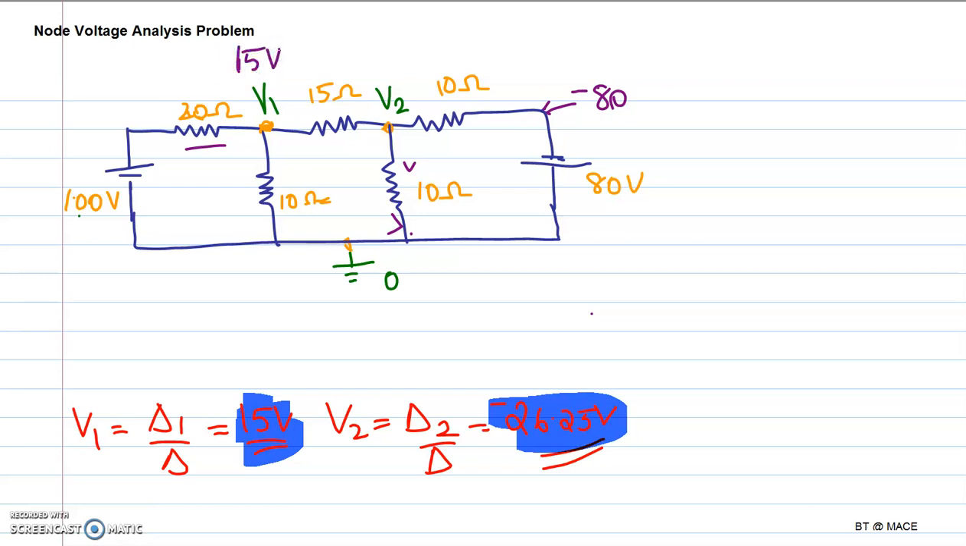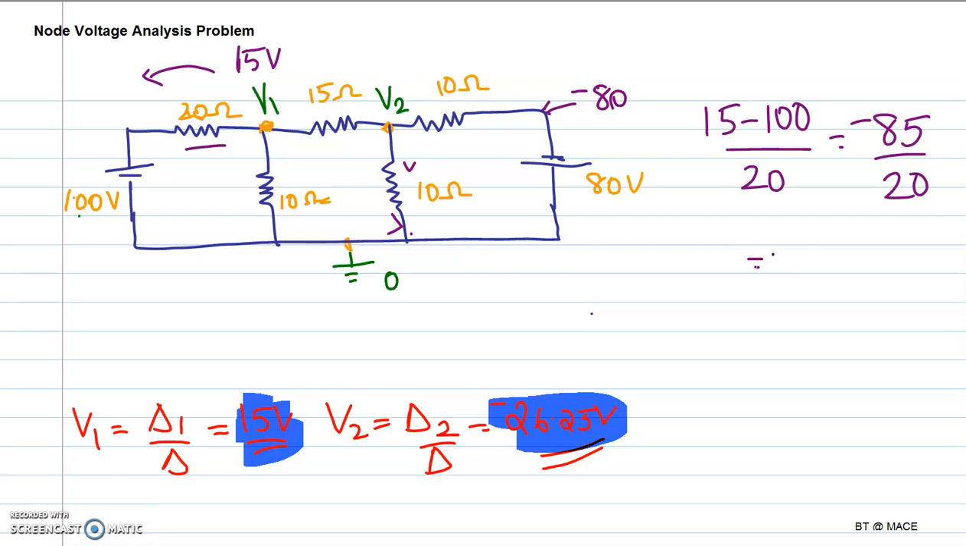We had written our KCL equation considering that v1 is at a higher potential compared to all other potentials in the circuit, and therefore we kept the current flowing from v1 to outside. Now the same way you can write it over here: 15 minus 100 divided by 20. So it is minus 85 divided by 20. You will get the answer as minus 4.25 ampere.